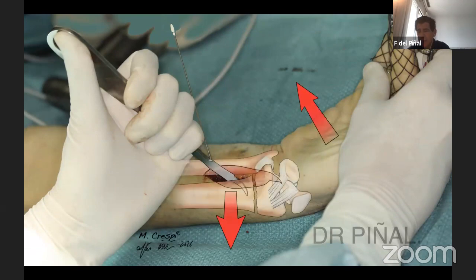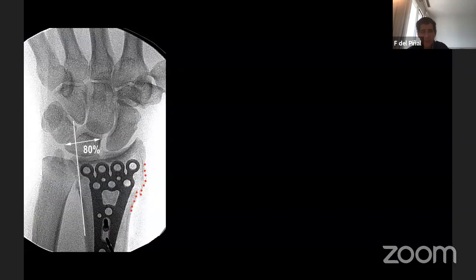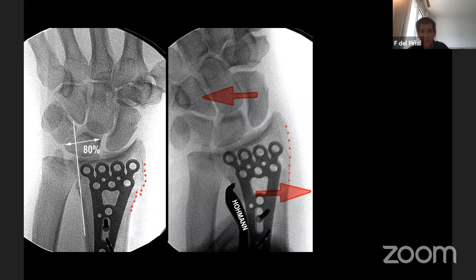This maneuver was described by Bigas maybe 15 years ago, in a not so popular journal, Techniques in Hand and Upper Extremity. What you do is hold the diaphysis of the radius radially, and then move the fracture and the ulna ulnarly. That way you can correct the deformity. You see this in fluoroscopy, how I'm using the Holman to move the shaft radially and then pushing the hand and the fracture ulnarly.